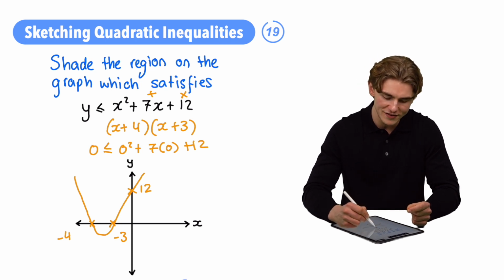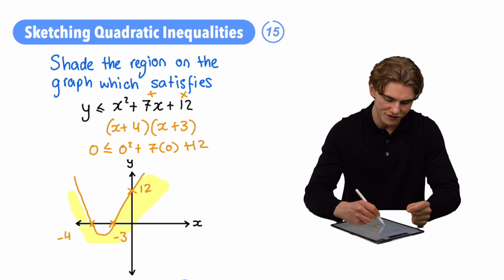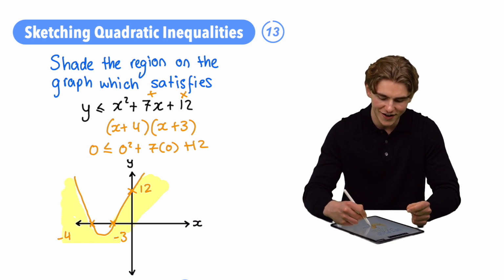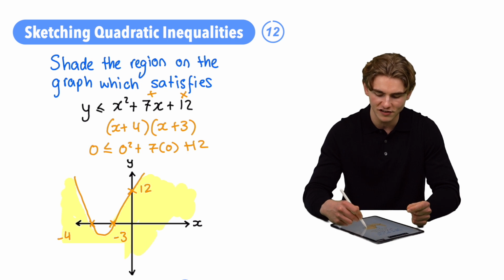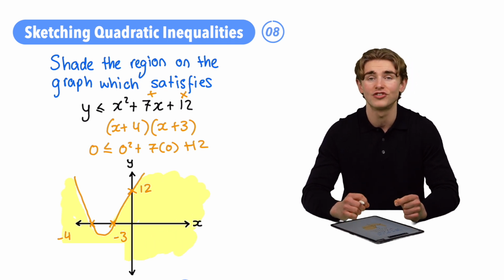So the final step, guys, is going to be to do our shading. Let's use a nice yellow color. So just coming around the graph like this, we're going to be shading the entire side of the line which has the point (0, 0) on it. That, guys, is how we're going to be shading regions defined by quadratic inequalities.